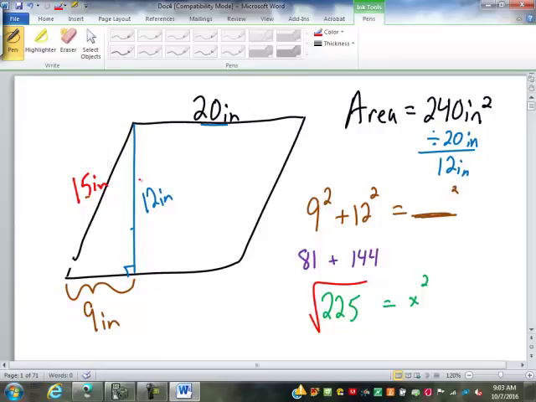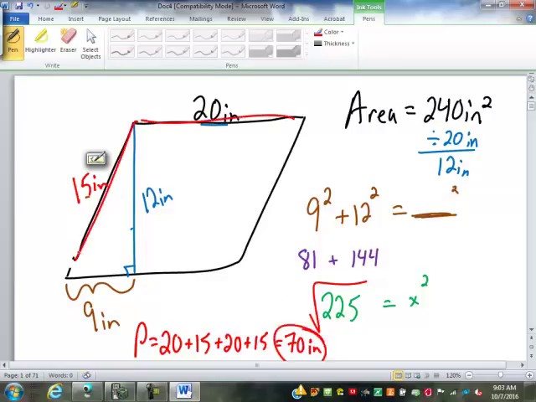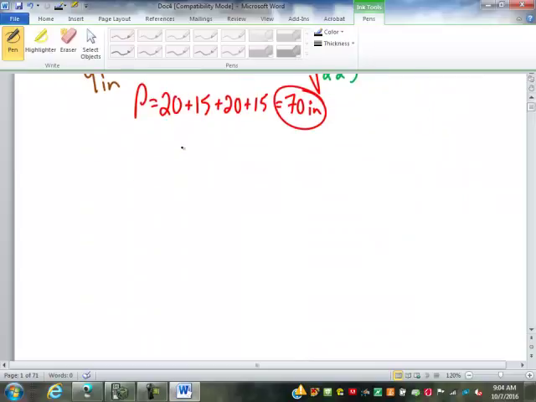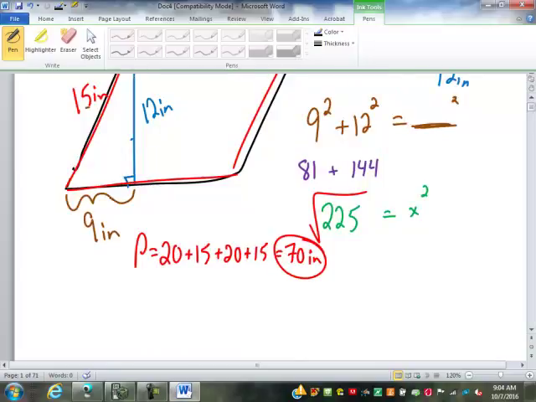So now I can find my perimeter. My perimeter is 20 plus 15 plus 20 plus 15, or 70 inches. So that Pythagorean theorem, Pythagorean rule for finding missing sides of a right triangle has a ton of applications. How did you find the 9? I had to give you the 9.